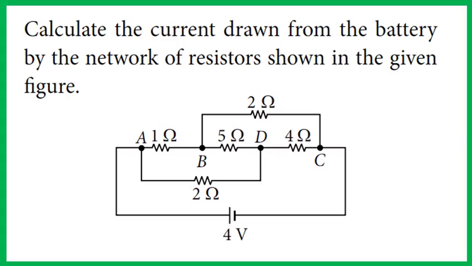Okay, now move to the next problem, that is: calculate the current drawn from the battery by the network of resistors shown in the given figure. This is the figure as given in the question itself. You have to find the current drawn from this battery, as there are a few combinations of resistors given in this question. The first thing is you have to use the formula I equals V by R, Ohm's law. You have to solve these resistors, whether they are in series or in parallel or in combination. Then you just use the voltage current relation and you will get the answer.